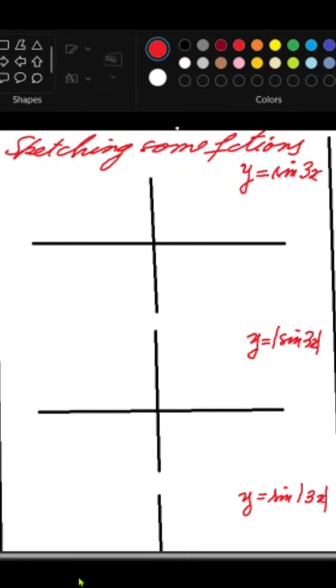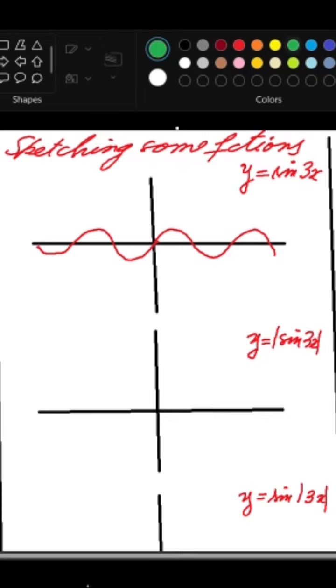Hi, let's see how to sketch some functions, which look quite similar, but in fact they are not the same functions. So the first one is y equals sine of 3x, which is a horizontal stretch of scale factor 1 over 3 of the well-known function y equals sine of x, which means the graph will look like sine of x, of course, but with another scale factor, which is not really important for our problem today. So it will look like this.